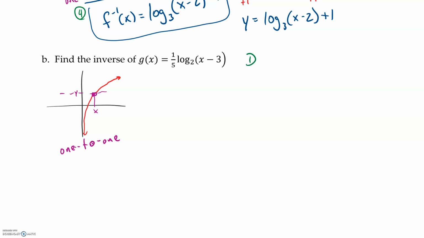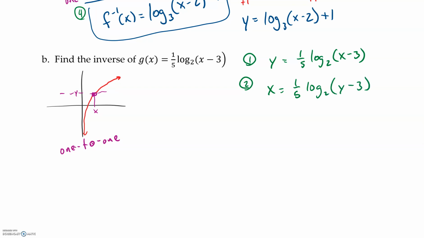Our process will be similar. I want to start by replacing g of x with y. And what comes next is I want to do the all-important step of switching x and y, because that essentially gives us the expression for the inverse, because the inverse reverses those roles of x and y, inputs and outputs. And now I need to solve.